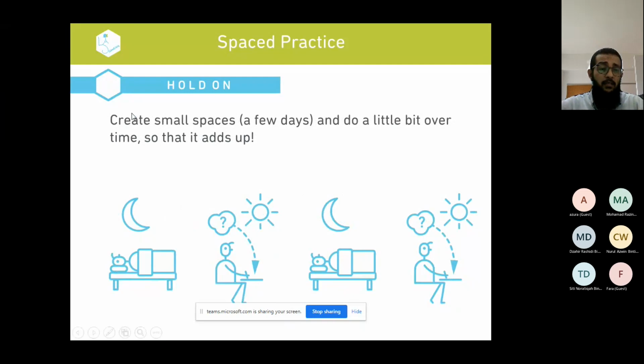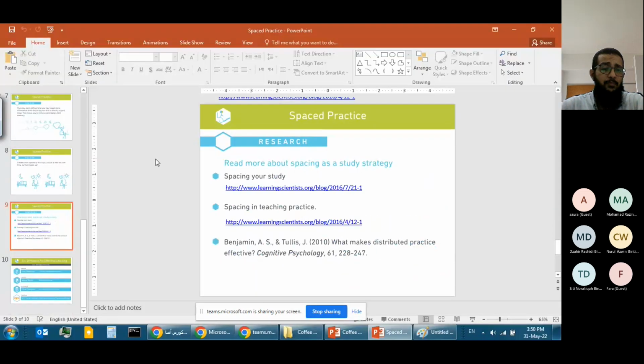And then you just keep creating small spaces, maybe a few days. That would be typical, and do a little bit over time, so that will add up. That's about the first strategy.